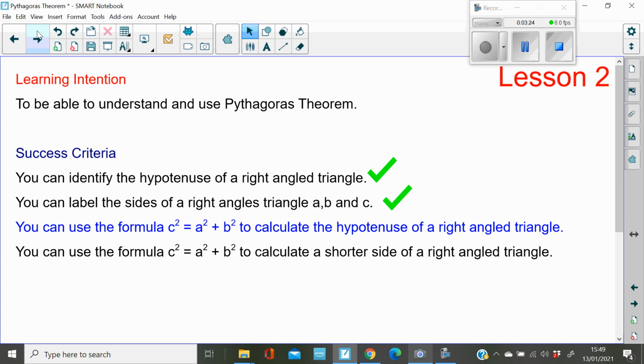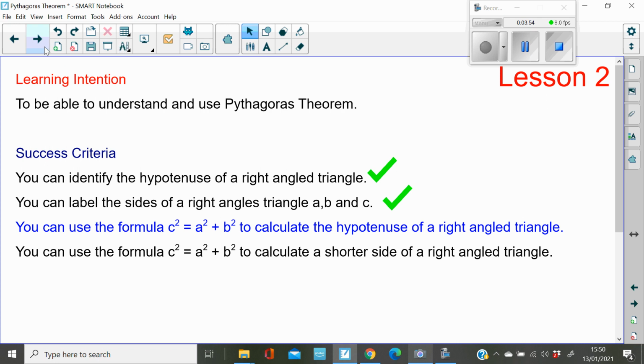Okay, so that's the second lesson today. If you're still watching from lesson one, you can stop if you want and then come back to this the next day, or you can continue and just watch all the way through, doing all the daily practice and all the questions, etc. So first of all, we've learned how to identify the hypotenuse of a right angled triangle, and we've seen how to label the sides A, B, and C. Remember, C is going to be the hypotenuse, the longest side. So we've done the first two things. If you're happy with those, you're ready to move on to actually using the formula.